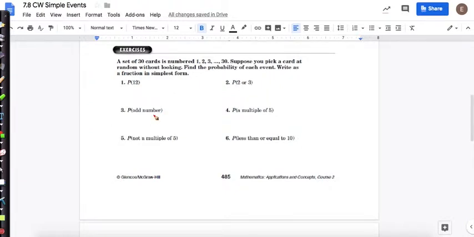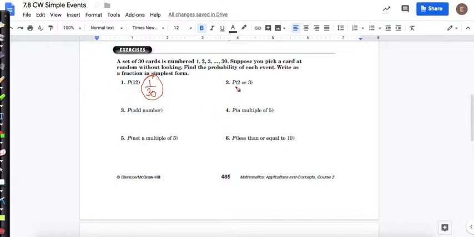If we wrote the numbers 1 through 30 and wanted to find the probability of 12, how many times would you see 12 written on a card? Good, only 1 time. And since there are 30 cards, it would be 1 out of 30. I cannot simplify 1 out of 30, so I circle my final answer.